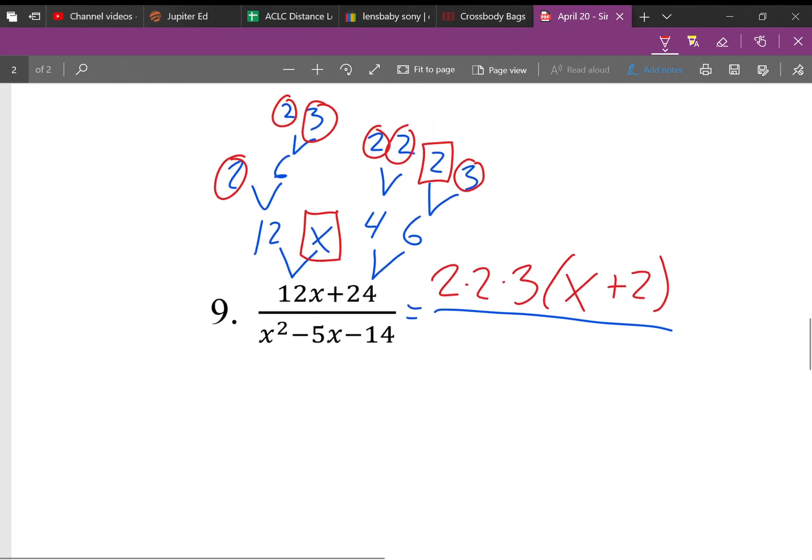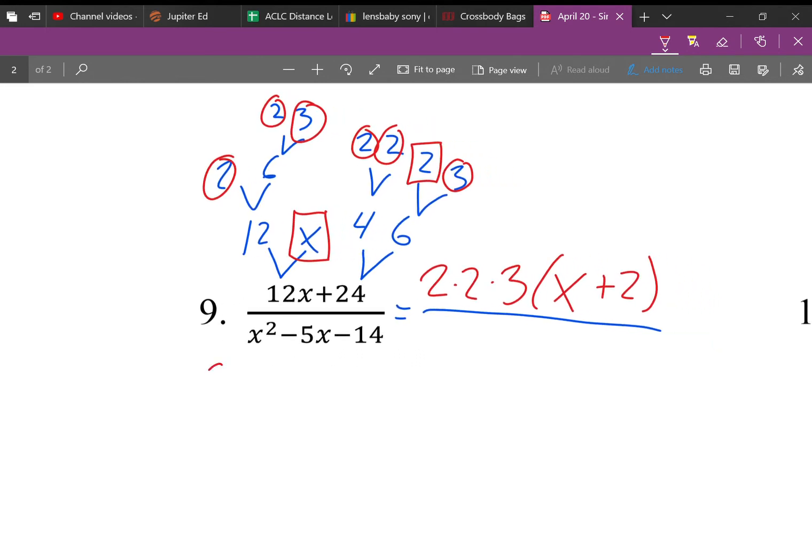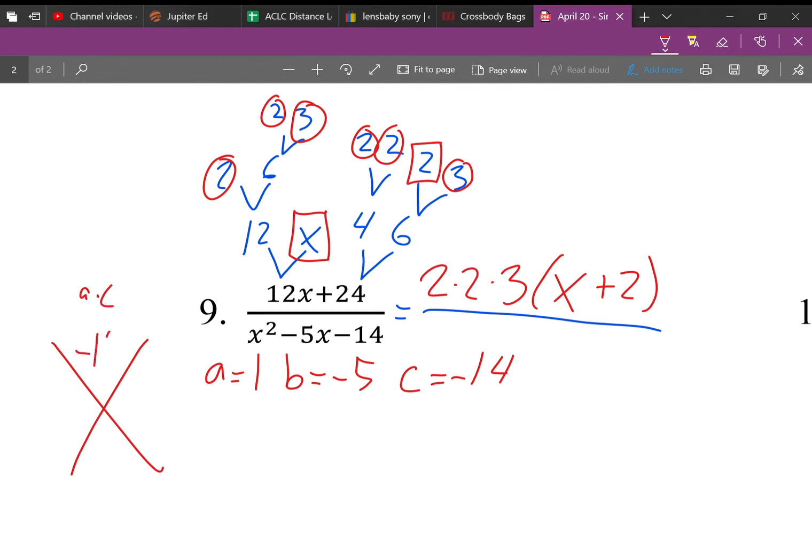Now, let's also factor the denominator. On this denominator, since it's a trinomial, I'm going to identify a, b, and c first. A is 1, b is negative 5, and c is negative 14. So I'm going to put those into my x with a times c at the top. 1 times negative 14 is negative 14. On the bottom, I'll have negative 5. Now, to make a negative number on the top, that means one of my side numbers is positive and one of them is negative. To make 14, there's really only 2 ways, 14 and 1 or 7 and 2.